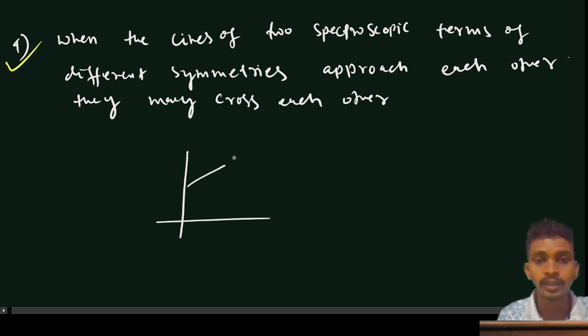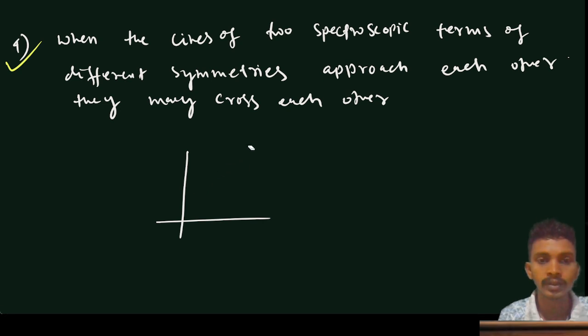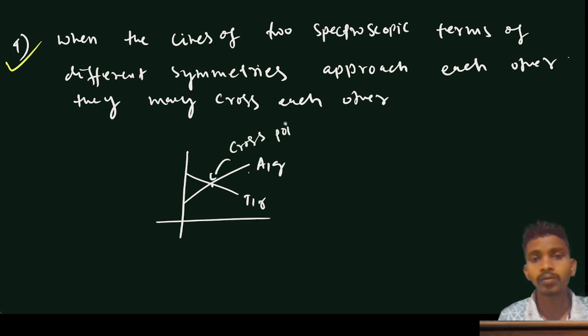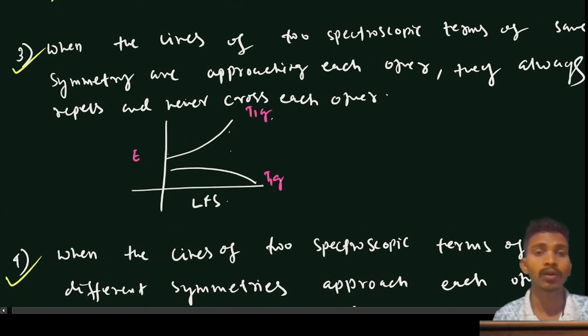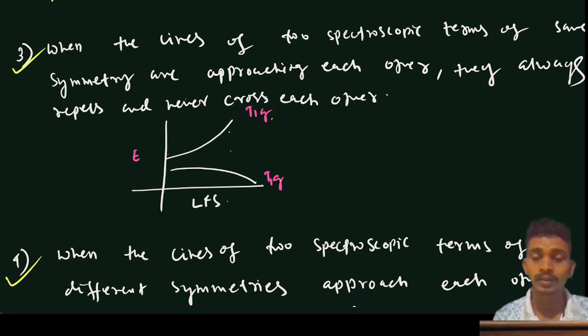let's say one is T1g and another is A2g, then they may cross each other. Okay, this is the crossing point. So you have to remember that if the lines of two spectroscopic terms are of different symmetries and they come in contact, then they may cross each other. But if they are of the same symmetry, then they never cross each other, they always repulse. Spectroscopic terms of the same symmetry always repulse each other.